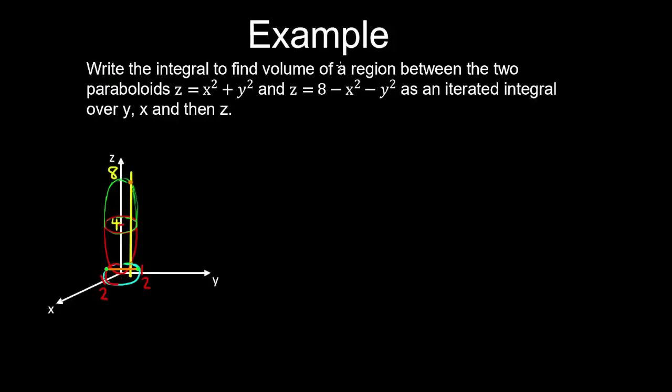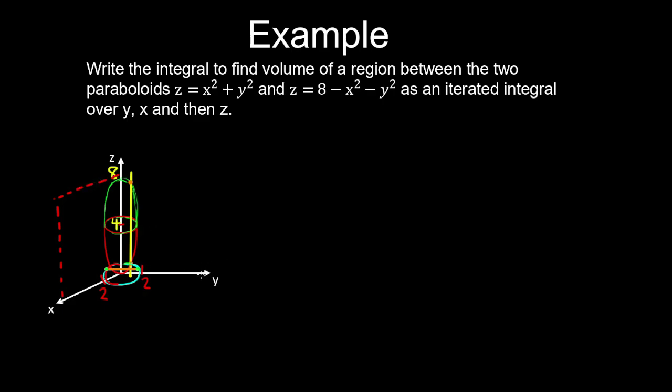Write the integral to find the volume of a region between the two paraboloids as an iterated integral over y first, then x, then z. So recall when we integrated over z first, we can evaluate the integral as a single integral by projecting the solid onto the xy plane. But this time, because we're integrating over y, we're going to project the solid onto the xz plane, being perpendicular to the y-axis.